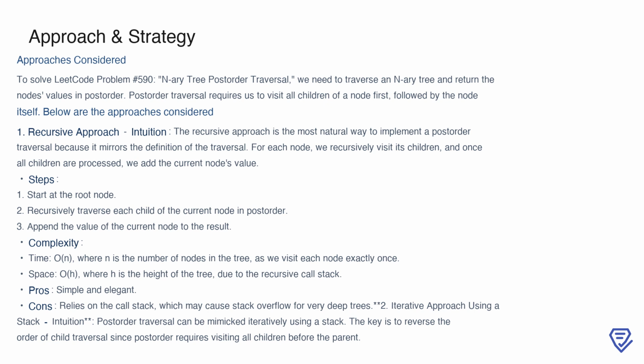For each node, we recursively traverse all of its children, ensuring that their values are added to the result before we process the current node. The steps are straightforward. We begin at the root, traverse each child in postorder, and finally append the root's value.